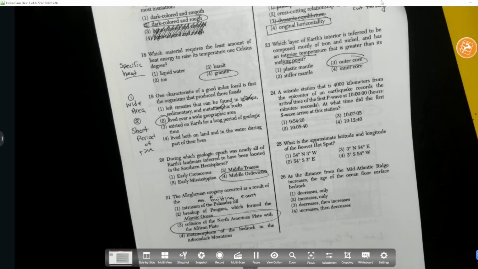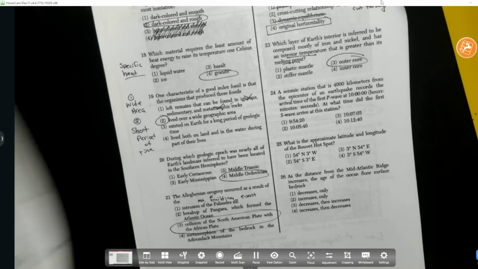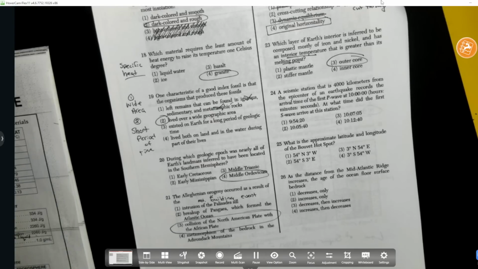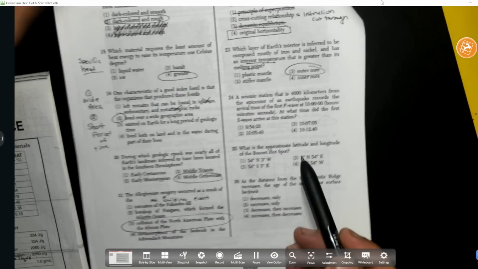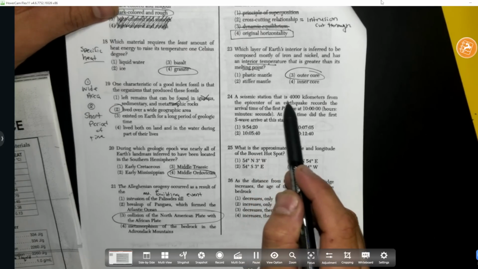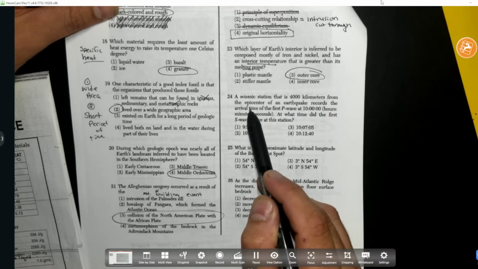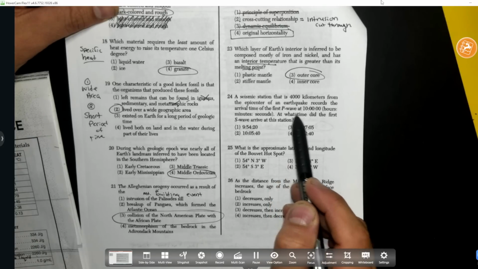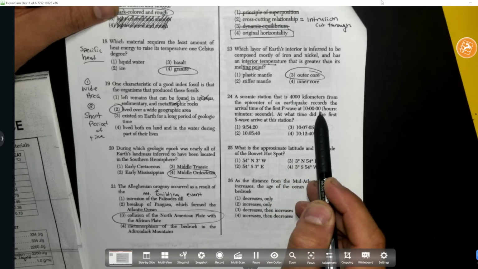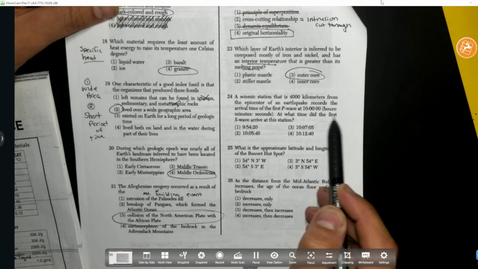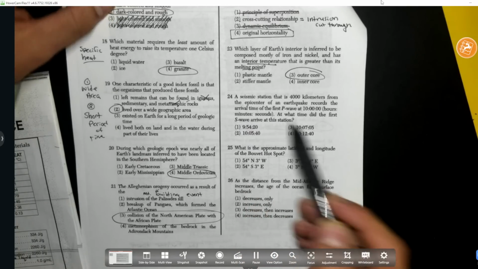Okay, so let's continue from where we started off last week. We are on question 24. It says here, a seismic station that is 4,000 kilometers from the epicenter of an earthquake records the arrival time of the first P wave at 10:00:00. At what time did the first S wave arrive?